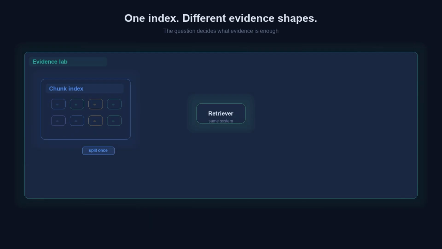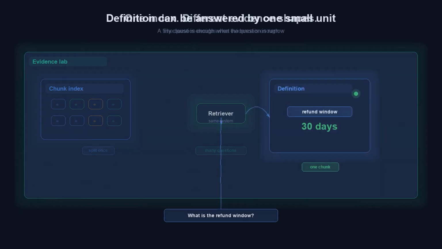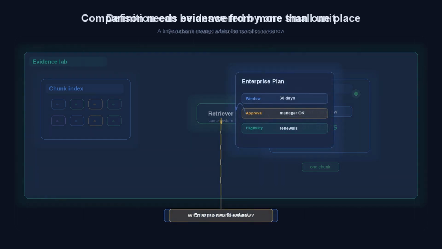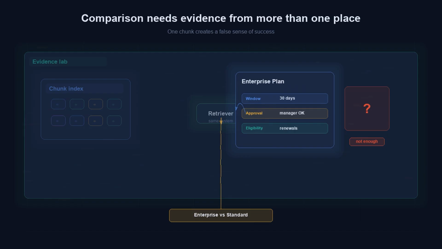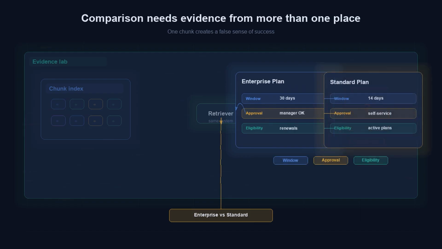Most chunking is done before the user asks anything. The documents are split, the chunks are embedded, and then the retrieval uses that index for every query. But not every query needs the same kind of evidence. Some questions need a definition, like what's the refund window? A small chunk may be enough in those cases. Some questions need comparison. How does the enterprise refund policy differ from the standard plan? Now, the answer may require multiple chunks from different sections.